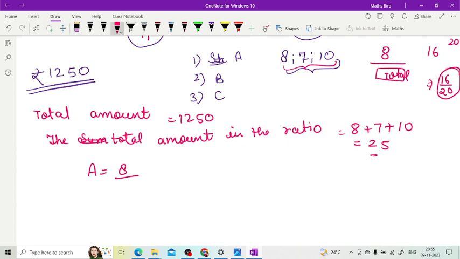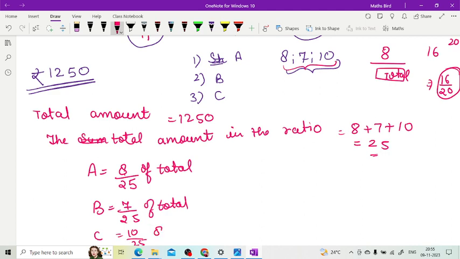Similarly, in the ratio form, A got 8 out of 25. B got 7 out of 25. C got 10 out of 25. Now 8 of 25 of which? 8 of 25 of total. Total का 8 by 25 मिला, right? Total का 8 by 25. 7 by 25 of total. 10 by 25 of total, right?